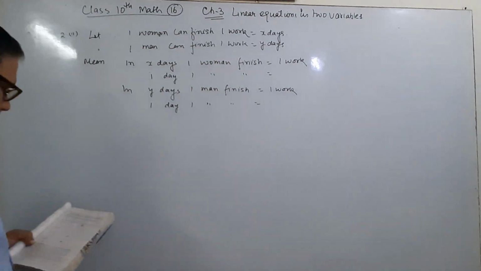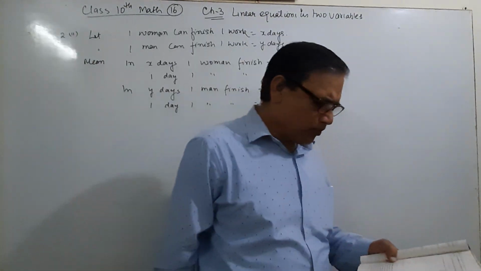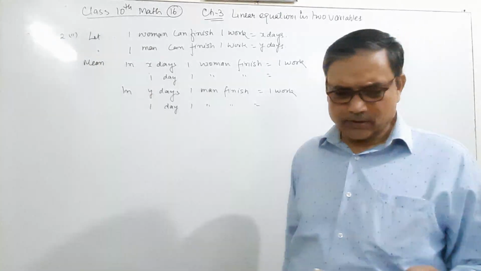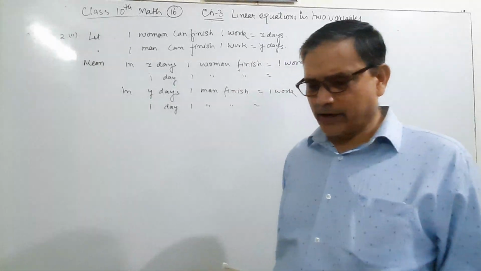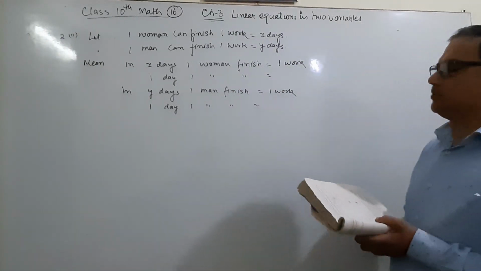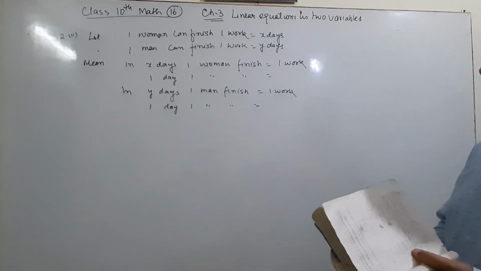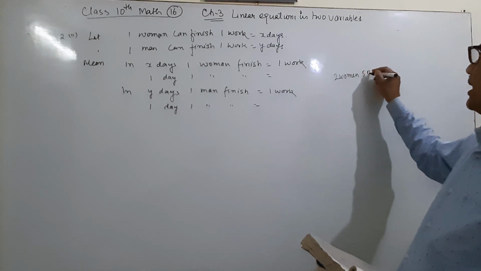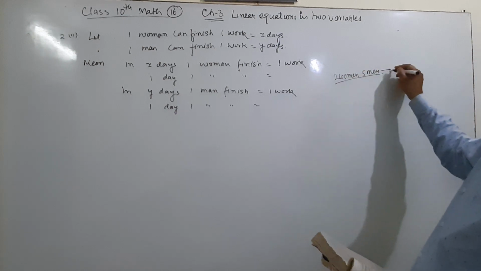And now question number two. 2 women and 5 men can together finish an embroidery work in 4 days. It means 2 women and 5 men can finish the work in 4 days.